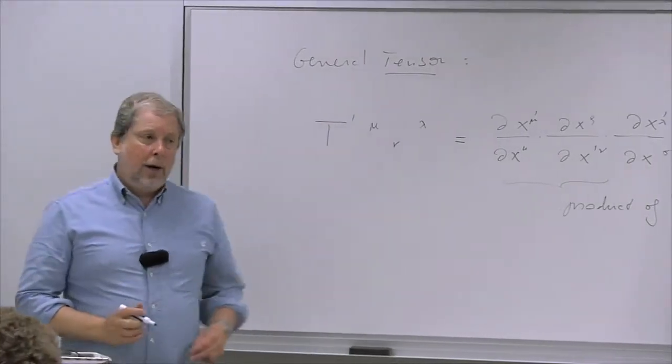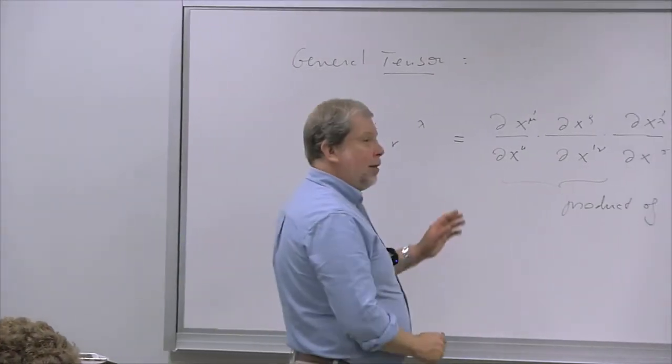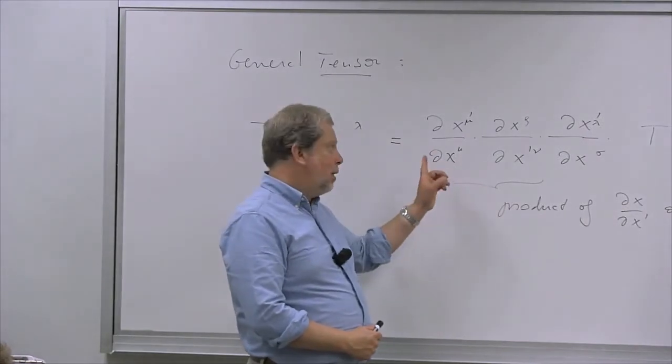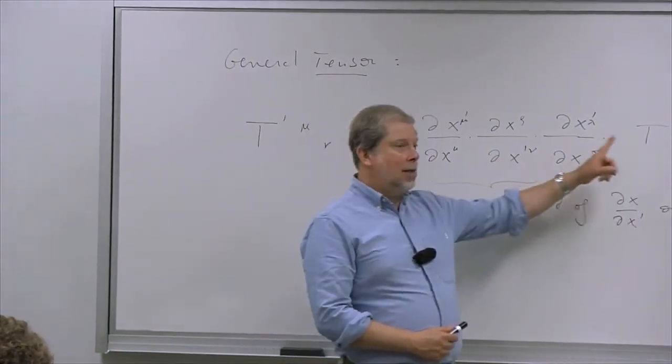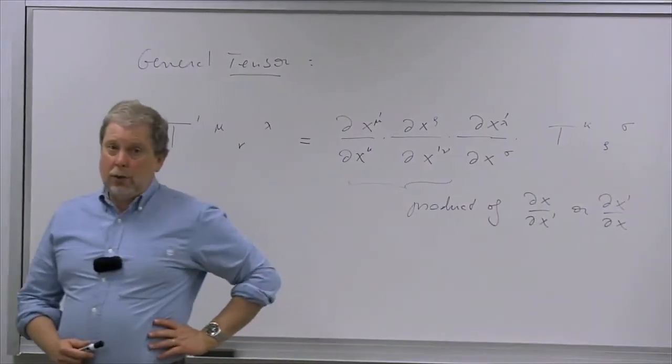Now notice that this is a sort of a linear transformation, right? Because you see that these can be all viewed individually as some sort of a matrix, right? And that matrix is acting on the indices that are associated with the T.